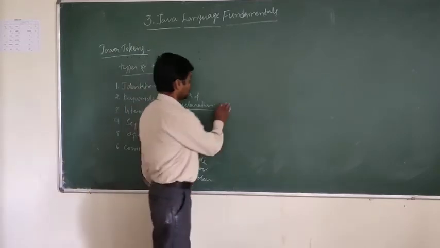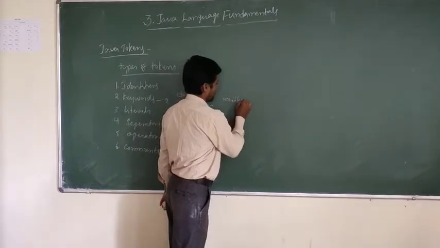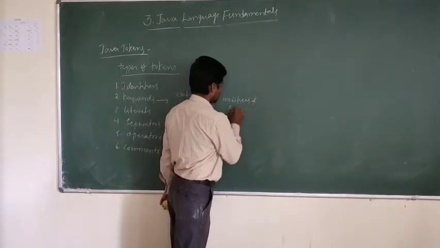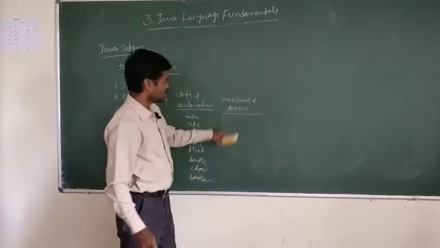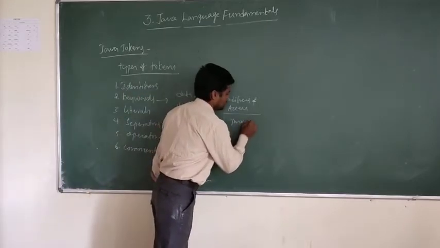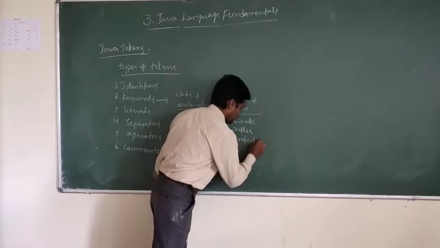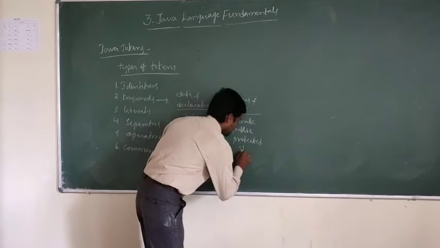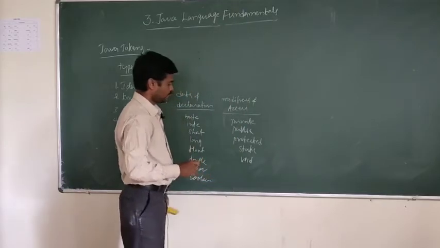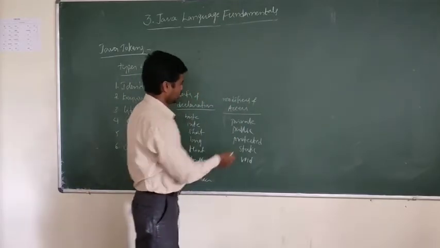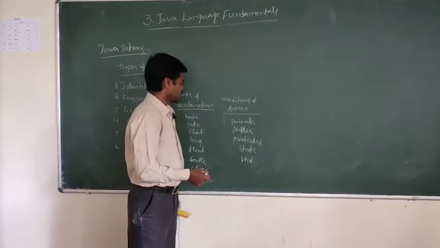And next, modifiers and access. That means access specifiers or access modifiers. What are the different access modifiers? That is private, public, protected, static, void. So these are some access modifiers or access specifiers which are used in Java.